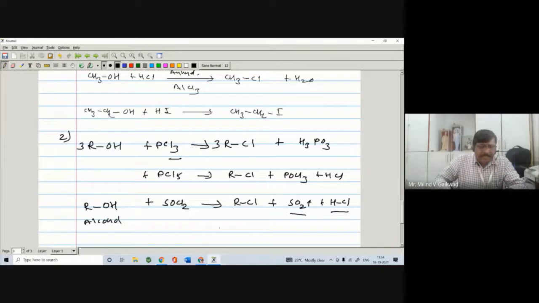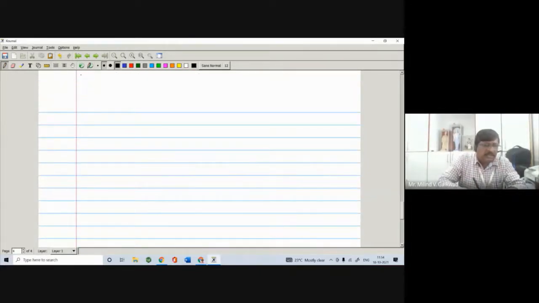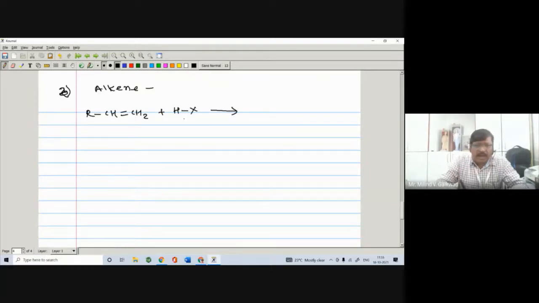Then, starting from the next preparation, we can take the second preparation. First was starting from alcohol, so here we can take number two, starting from alkene. Starting from an alkene compound, we can also prepare alkyl halide. So in general, RCH double bond CH2, an alkene, when it reacts with HX, there is a formation of the corresponding alkyl halide.